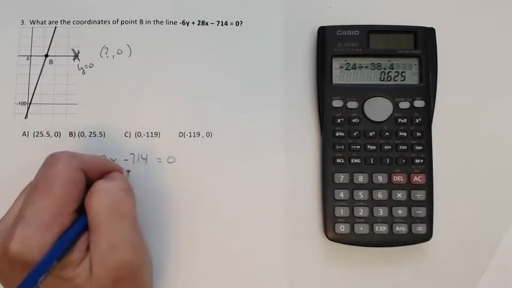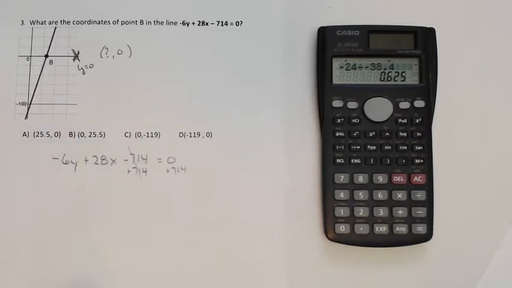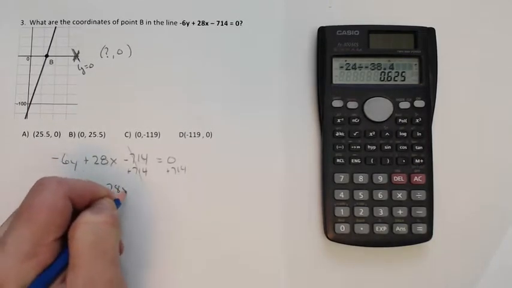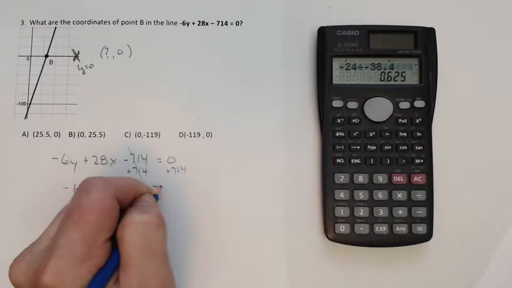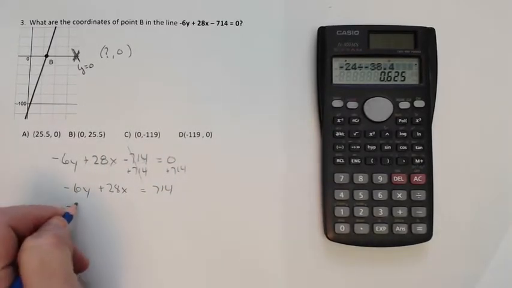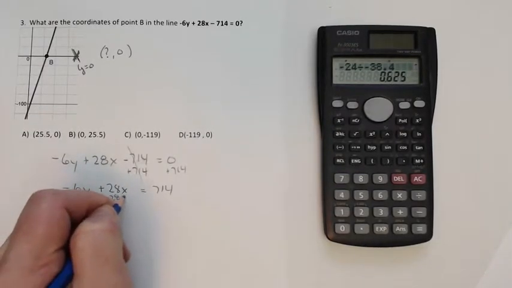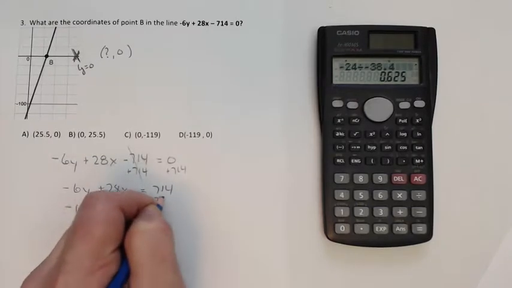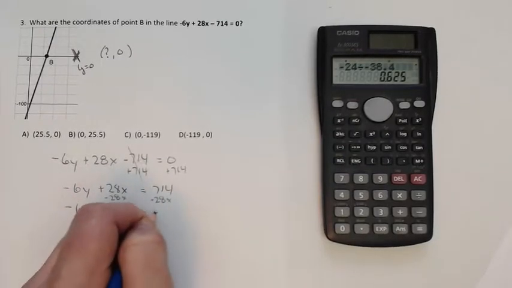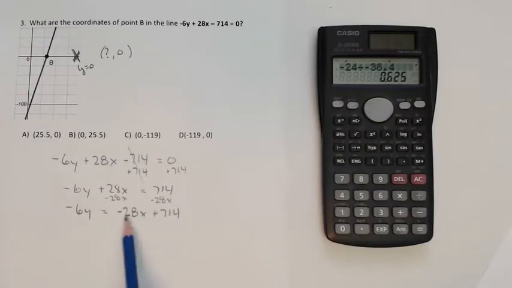I'm going to add 714 right there and right there. And that'll take care of the 714 on the left side of the equation. -6y + 28x will equal positive 714. I'm going to subtract the 28x, so -6y is equal to, if I take that 28x away, it's gone, but I also have to do it over there. -28x + 714. In a previous video I reminded you, you cannot mix those two numbers together.